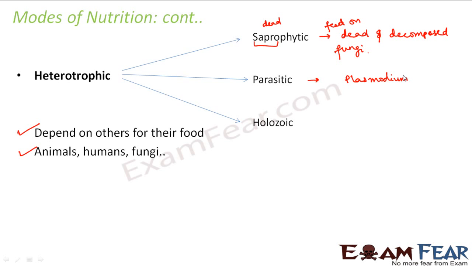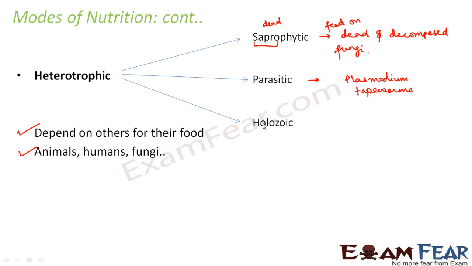Another example of parasitic would be lice. The lice which is present in our hair obtains nutrition from our body. So these are all examples of parasitic organisms. Not only Plasmodium, there are many kinds of worms which also stay inside the body of other organisms. The third one is holozoic. What is holozoic? Holozoic means intake of complex organic matter as food.